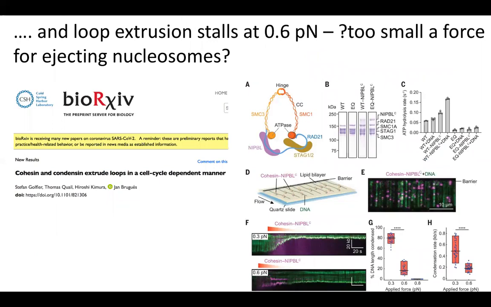And another feature from that same experiment is that loop extrusion stalls at a force of 0.6 piconewtons, which is really too small of a force to allow for nucleosome ejection. In other words, it may very well be that cohesin and condensin, well, they are motors, but they're not powerful enough motors to be able to eject nucleosomes from DNA.